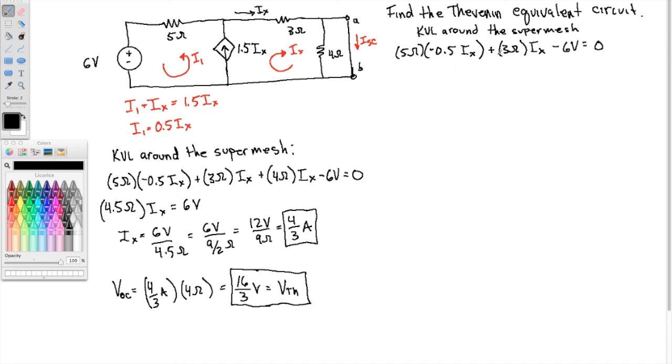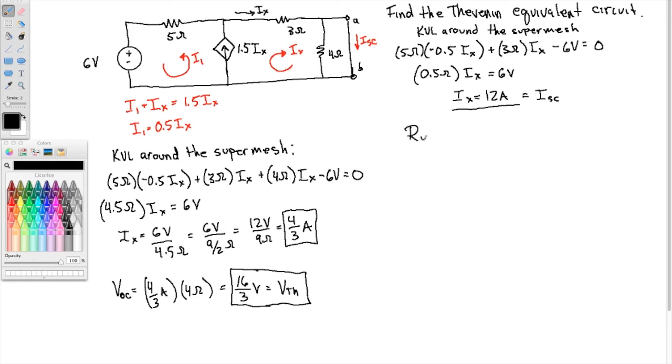I can combine like terms. I've got 3 ohms and a minus 2.5 ohms, so that makes 0.5 ohms times Ix equals 6 volts. So Ix is equal to 12 amps. In this figure, Ix is this current circling around this mesh. None of Ix goes through the 4 ohms, so this is also ISC.